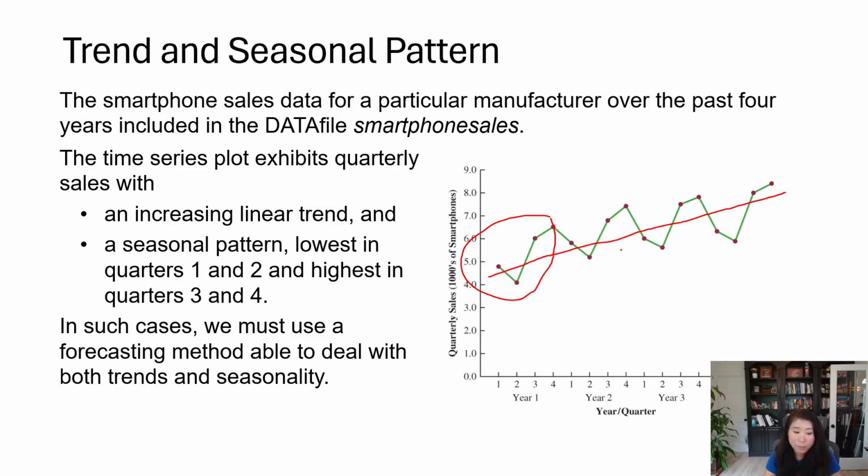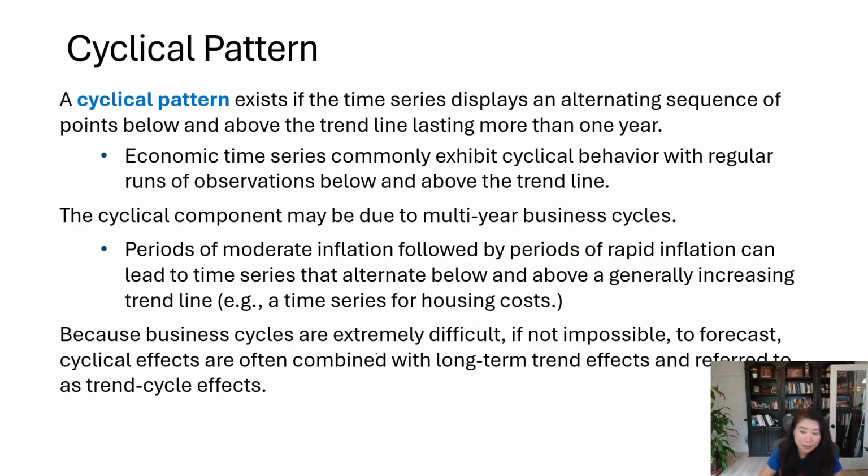So in this case, we must use a forecasting method that is able to deal with both trend and seasonality. Okay. So the last pattern we will cover is called the cyclical pattern. If you recall the principles of macroeconomics, you actually learned this cyclical already, right? We had a business cycle up and down. So we're actually leveraging the same idea to define a pattern here. A cyclical pattern exists if the time series displays an alternating sequence of points below and above the trend line lasting more than a year.